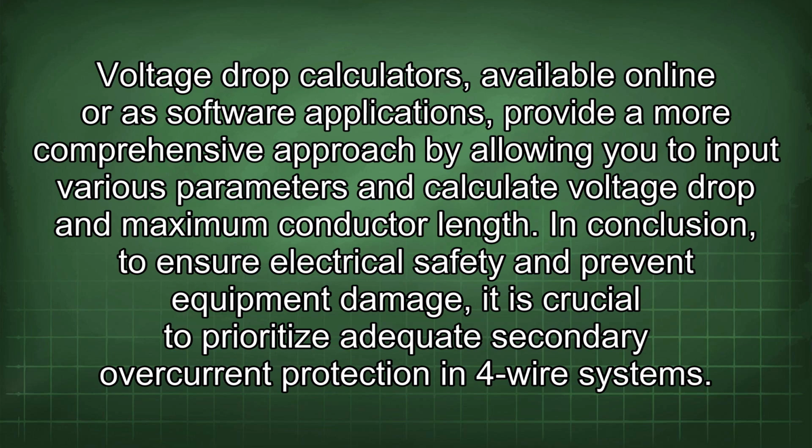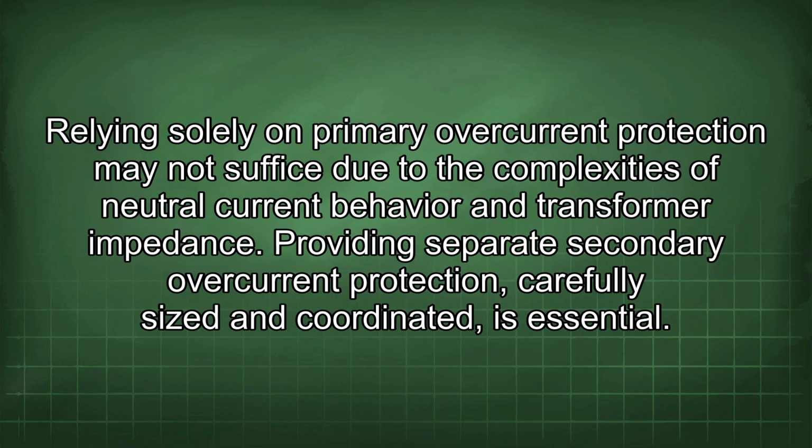In conclusion, to ensure electrical safety and prevent equipment damage, it is crucial to prioritize adequate secondary overcurrent protection in 4-wire systems. Relying solely on primary overcurrent protection may not suffice due to the complexities of neutral current behavior and transformer impedance. Providing separate secondary overcurrent protection, carefully sized and coordinated, is essential.